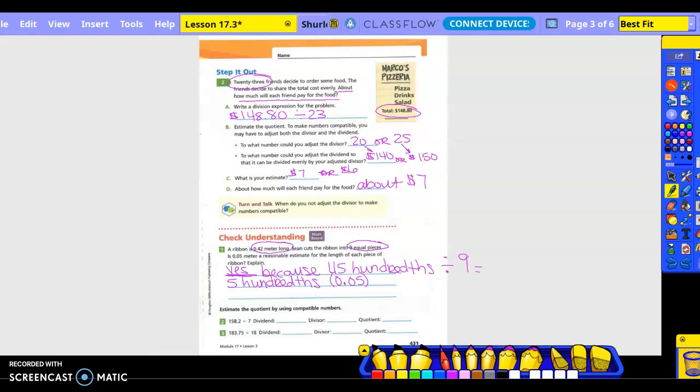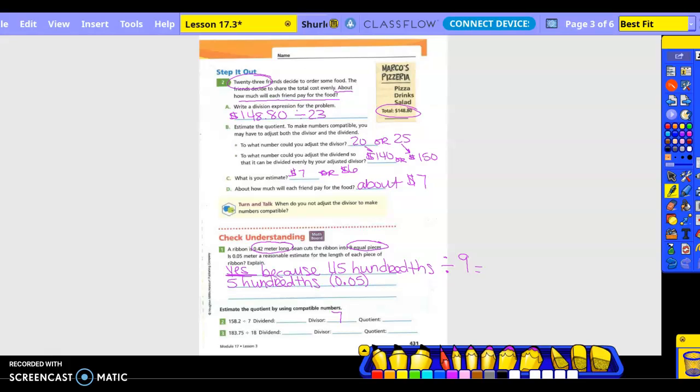Estimate the quotient by using compatible numbers. 182 or 158 and 2/10 divided by 7. Since we have a single digit number, does our divisor actually need to change? No, it can stay the same.